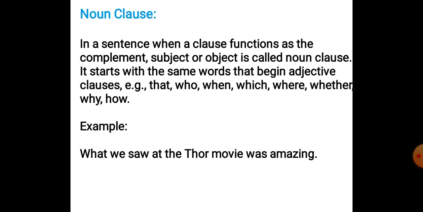What we saw at the Thor movie was amazing. Okay, so here you can see it is again one of the examples of a noun clause. So these are a few examples. One more example we can say, for example, the climber's greatest fear was that he might not reach the peak. Now here it is used as a subjective complement. ठीक है, सब्जेक्ट के बारे में कुछ और बता रहा है. The climber's greatest fear, क्या था climber's का greatest fear? That is the subject. That he might not reach the peak, that is the subjective complement.